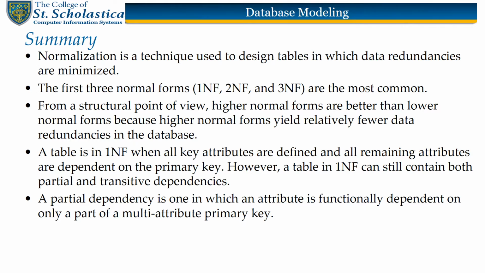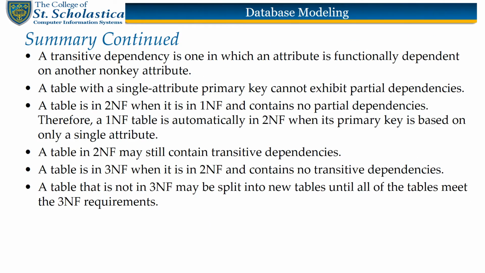However, a table in 1NF can still contain both partial and transitive dependencies. A partial dependency is one in which an attribute is fully dependent on only a part of a multi-attribute primary key. Furthermore, a transitive dependency is one in which an attribute is functionally dependent on another non-key attribute.